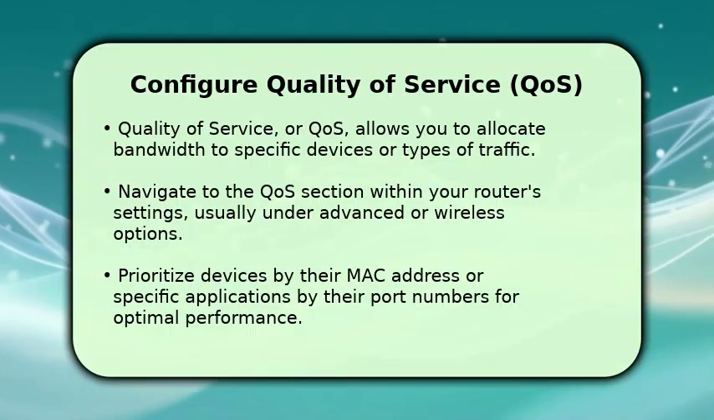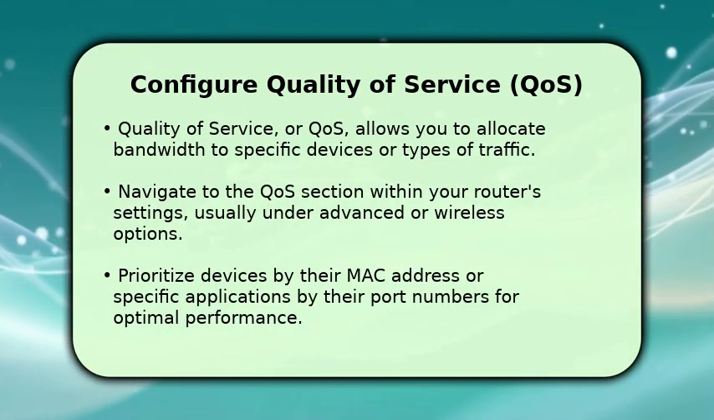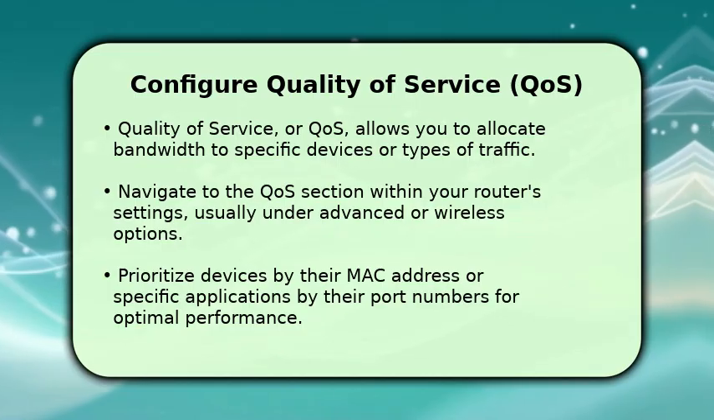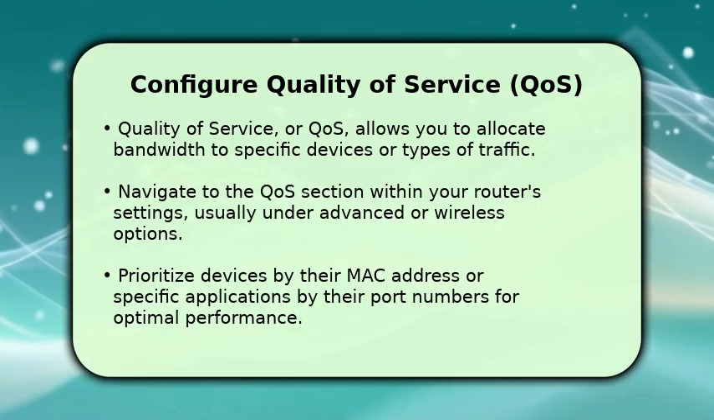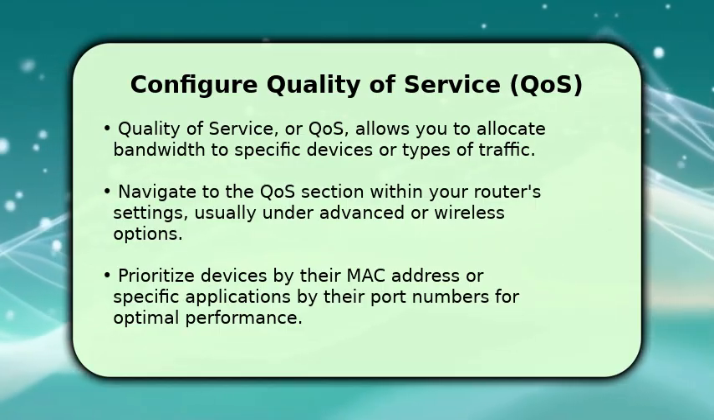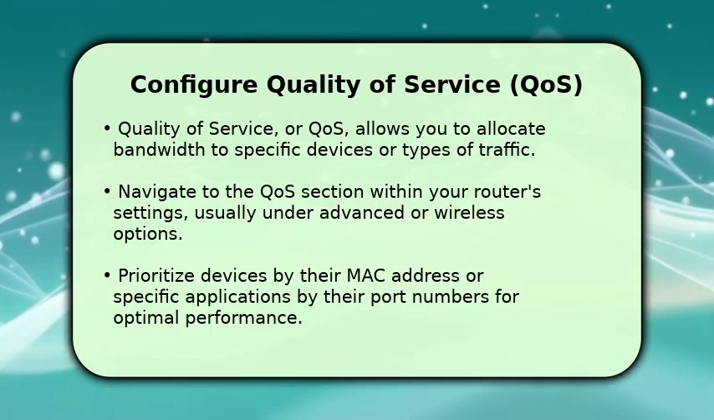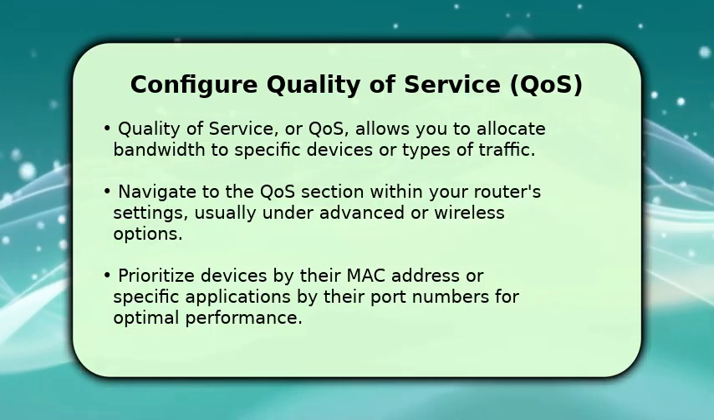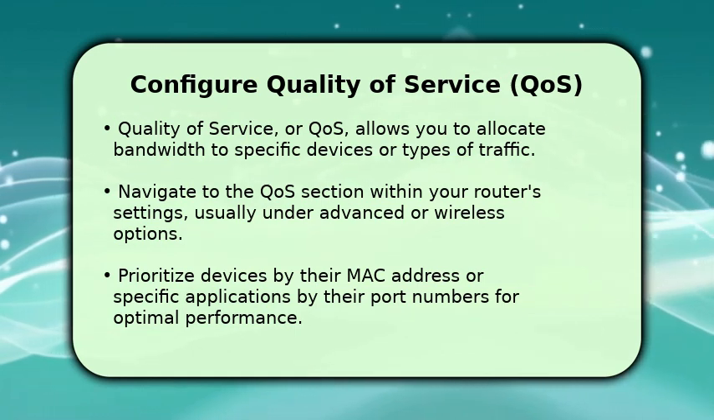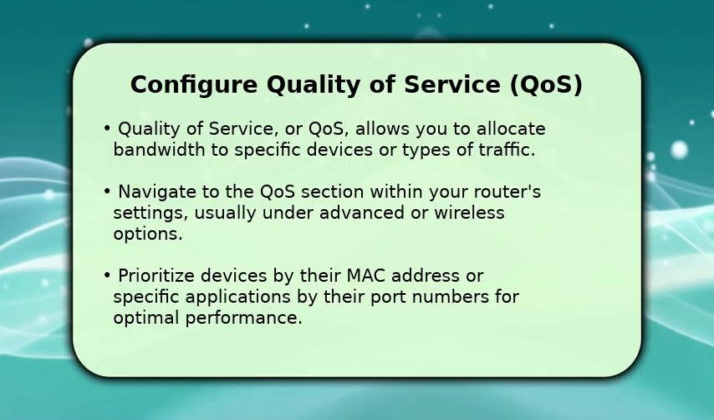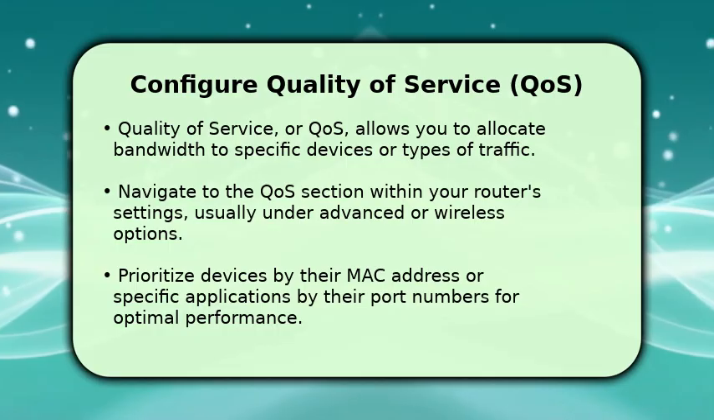Now, let's configure Quality of Service, or QoS. This powerful feature allows you to tell your router which devices or applications are most important, ensuring they get preferential treatment. Look for a section labeled QoS or Bandwidth Control within your router's advanced settings. Here, you can often prioritize specific devices by entering their unique MAC address or even prioritize certain types of internet traffic, such as gaming or video streaming, by specifying port numbers. Adjust the settings to give your critical tasks the highest priority.